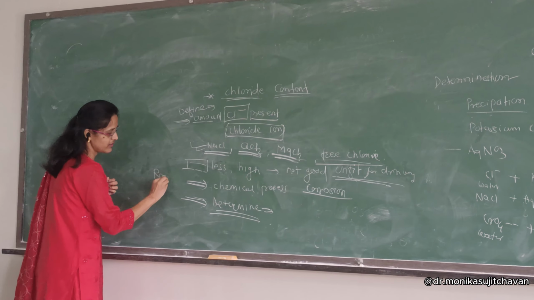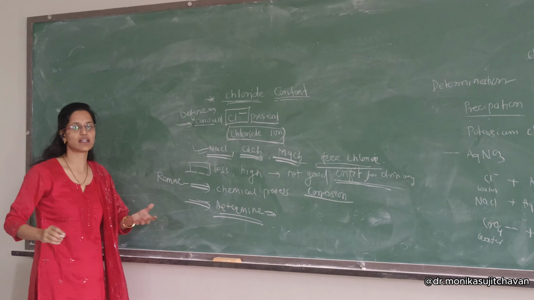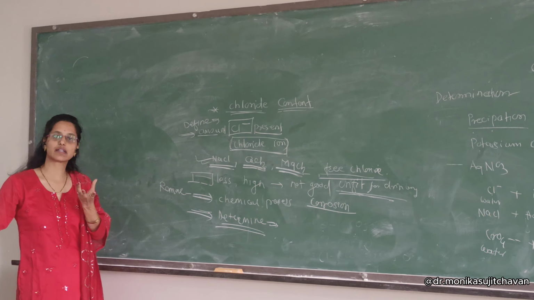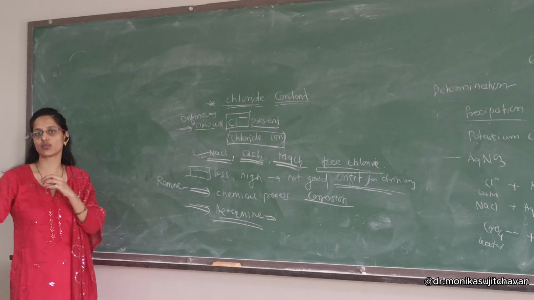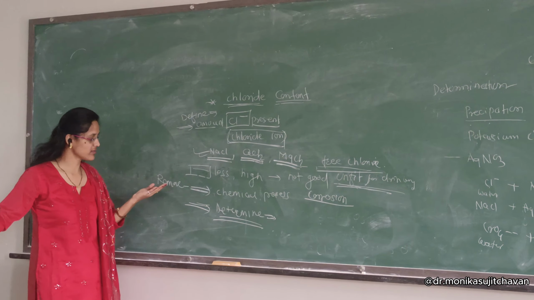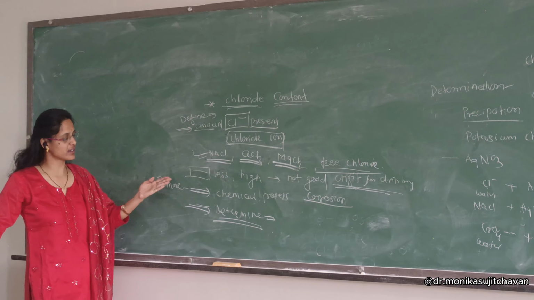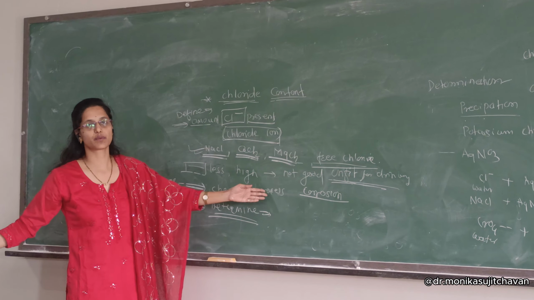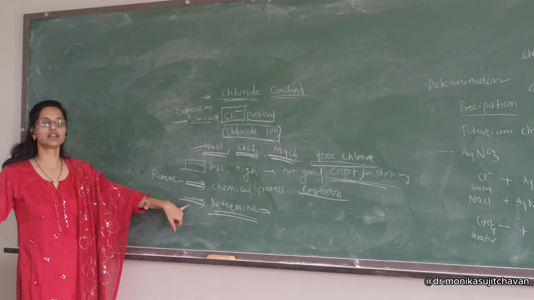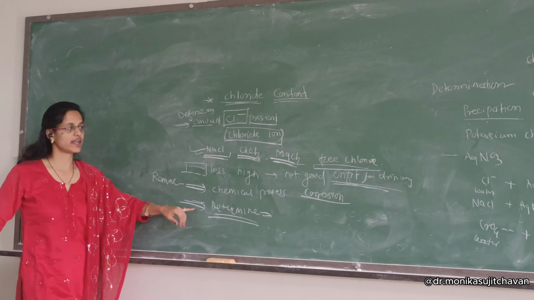Just like acidity, which we can remove by adding a standard base, and alkalinity, which we can remove by adding a standard acid, we can remove the chloride content by using different chemical processes. After that, we have to see how to determine the chloride content.